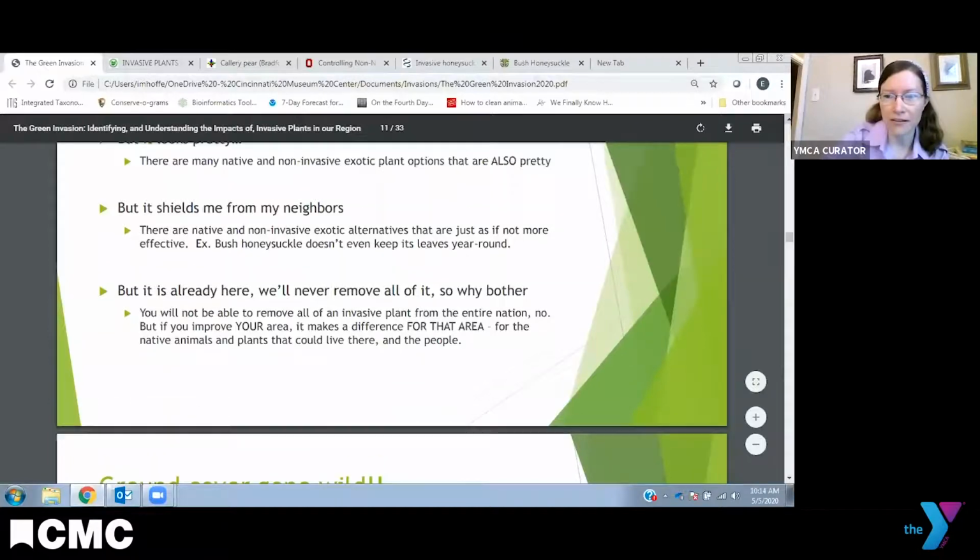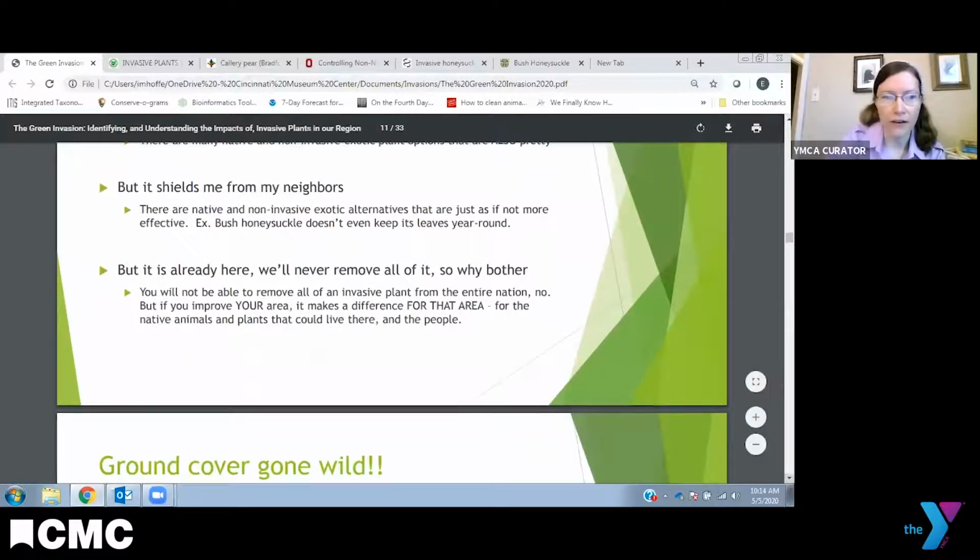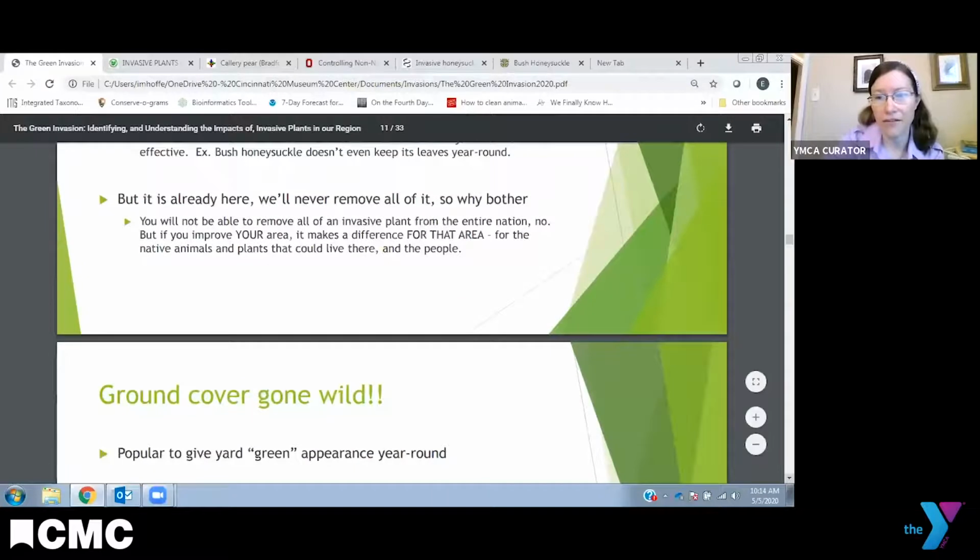Okay, it shields me from my neighbors. I don't want to remove the honeysuckle because it shields me from my neighbors. This is common. However, there's a lot of other options here. Native and non-invasive exotic alternatives. So this is introduced species we talked about that are not native, but they don't go wild. There's alternatives there that are just as effective, if not more effective. So, for instance, I hear this with honeysuckle, and the honeysuckle doesn't even keep its leaves year-round, so it's not going to be as good of a shield as something that is going to have its leaves all year round, like an arborvitae, a non-invasive variety.